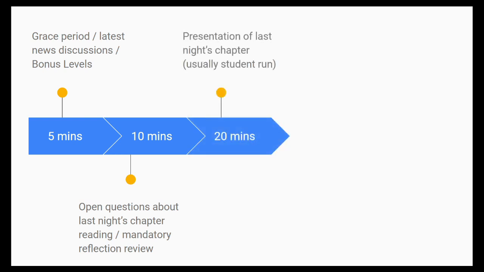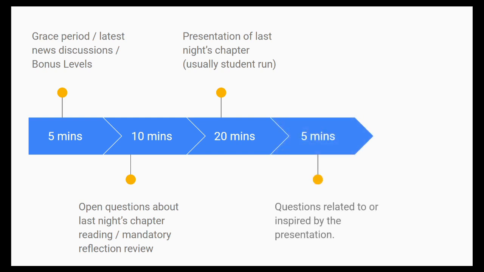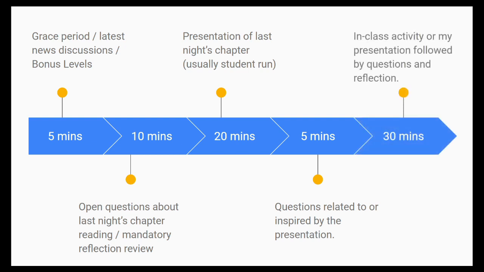We'll spend the next 20 minutes on the presentation of last night's chapter from the student who was assigned that presentation. And then another 5 minutes going over any questions that may have come up after the presentation that were inspired by the presentation. Maybe there was something presented where you thought, oh, I thought X, Y, and Z, and we go through that. Another 30 minutes, we'll either use for an in-class activity, games or such, or a presentation that I may want to do, followed by questions and reflections on the game or presentation.